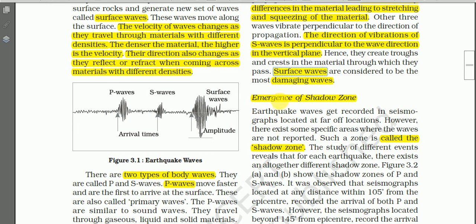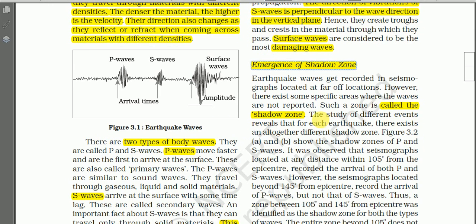This emergence of shadow zone. So what are shadow zones? Let us see. Earthquake waves get recorded in seismographs located at far off locations. However, there exist some specific areas where the waves are not reported, and such a zone is called shadow zone.